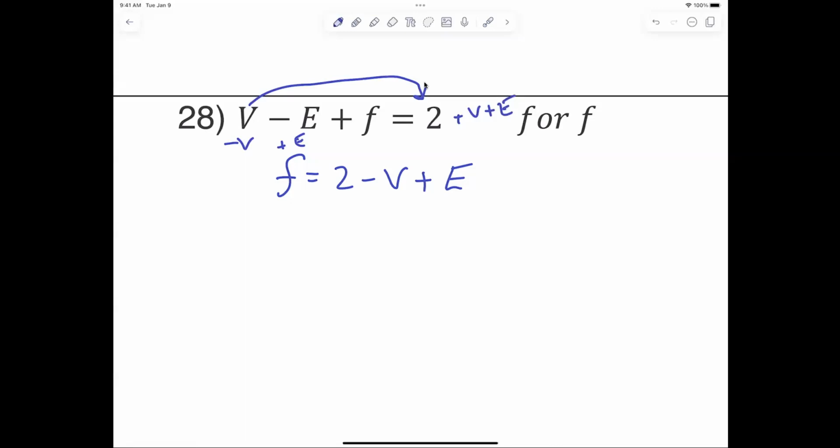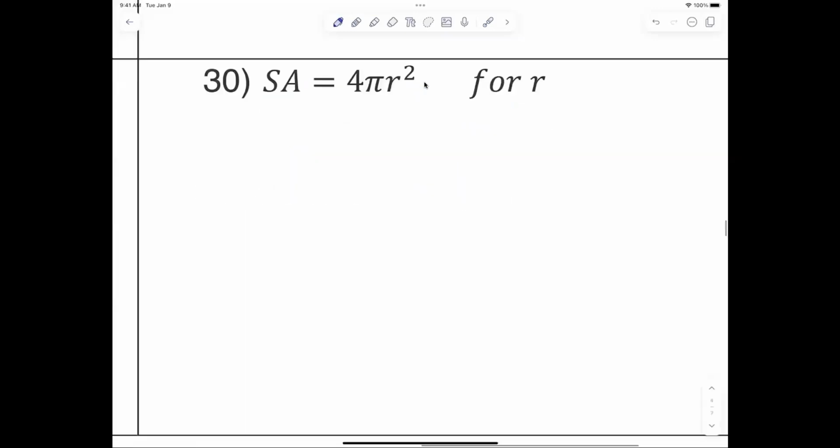All right, here we go. 30, surface area of a sphere is 4 pi r squared. So I need to solve for r. Solving for r, a little bit tougher. First I have to eliminate the what? The 4 and the pi, so we divide by 4 pi.